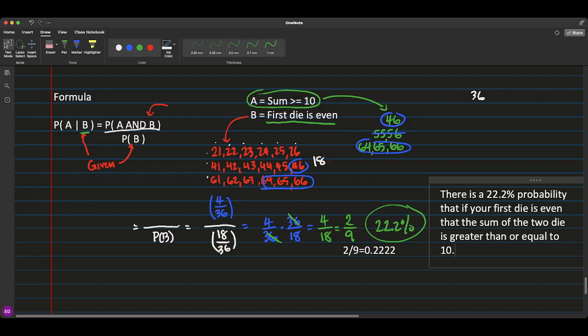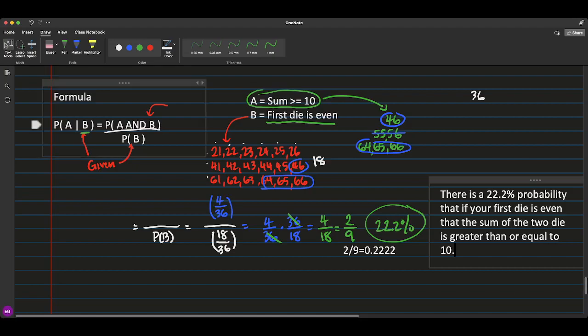Okay, so if you have an even die, boom. Think of it this way: let's say you're rolling two dice, and you roll your first die and you're like, oh shoot, my first die is even. Now you know that you have a 22.2% chance that when you roll that second die, your sum will be greater than 10. Okay.